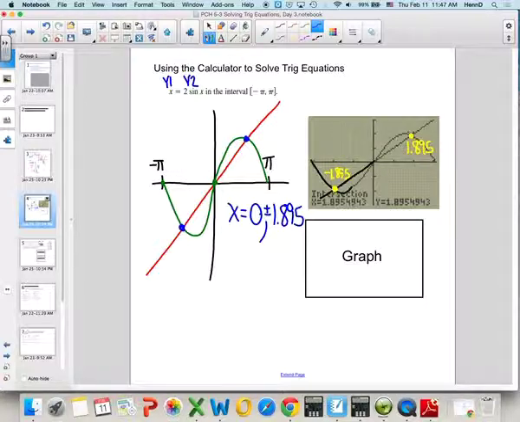Isn't that bigger than pi? No, pi is 3.14, right? Oh, never mind. Yeah. So we're still within, and we're at pi. So yeah, it's within that 3.14 range.